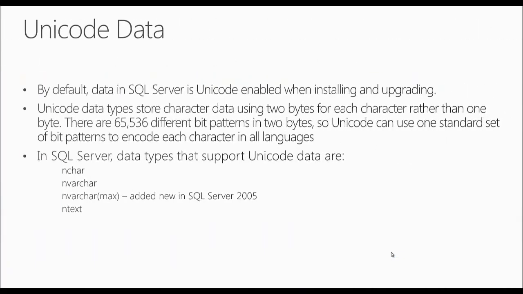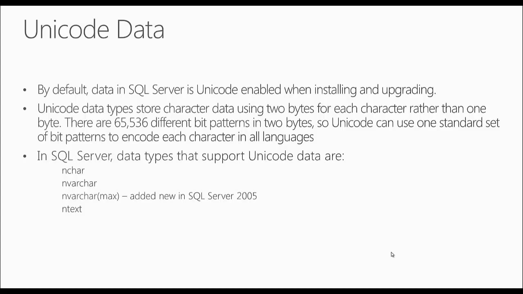Unicode data: what it actually is and how it works on the default SQL Server. By default, data in SQL Server is Unicode enabled when it is installed or upgraded. Unicode data types store character data using 2 bytes for each character rather than 1 byte, which is the normal non-Unicode character set. There are 65,000 different bit patterns in 2 bytes, so Unicode can use a standard set of bit patterns to encode each character in almost all the languages available in the world.